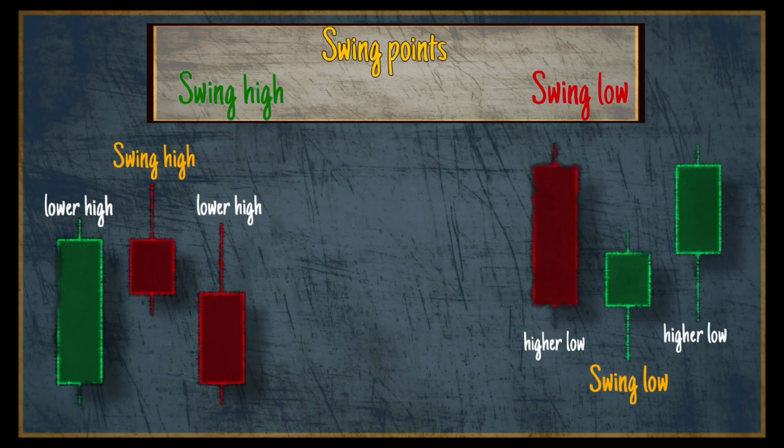Here we go. In a swing high, the center candle has a lower high to the left and a lower high to the right. In a swing low, the candle in the center has a higher low to the left and a higher low to the right.